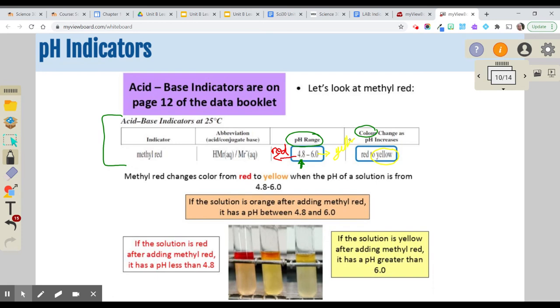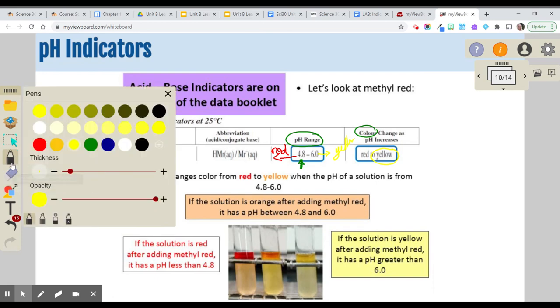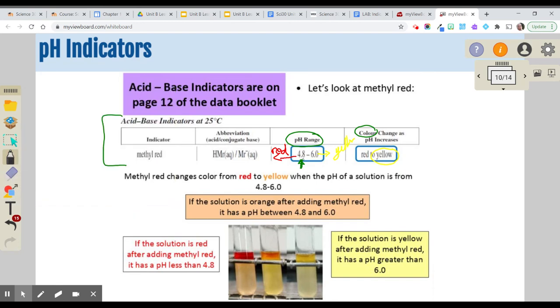Now, what happens if you have something in the middle of these colors? Well, you can guess it from what color I'm picking. If you have, say, a pH of 5, so anywhere in between, 5.9, 5.5, you're going to have a mixture of the red and the yellow. So this would be orange. Any pH in between 4.8 and 6.0 will come across as orange. So this is how we can use indicators to solve some problems.